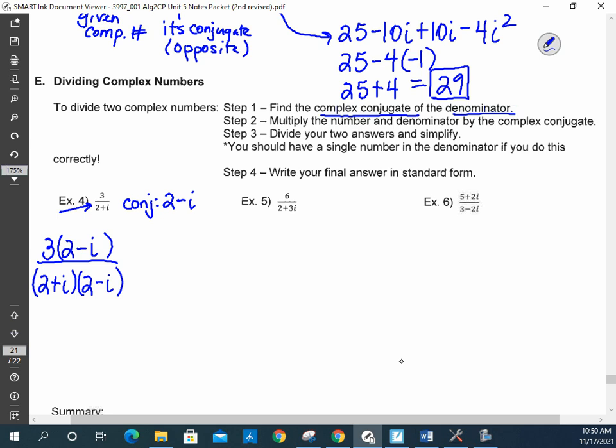Now you got to multiply it out. Don't just leave it like that. We multiply it out. So if we multiply the top, you get 3 times 2, 6. 3 times i, negative 3i.